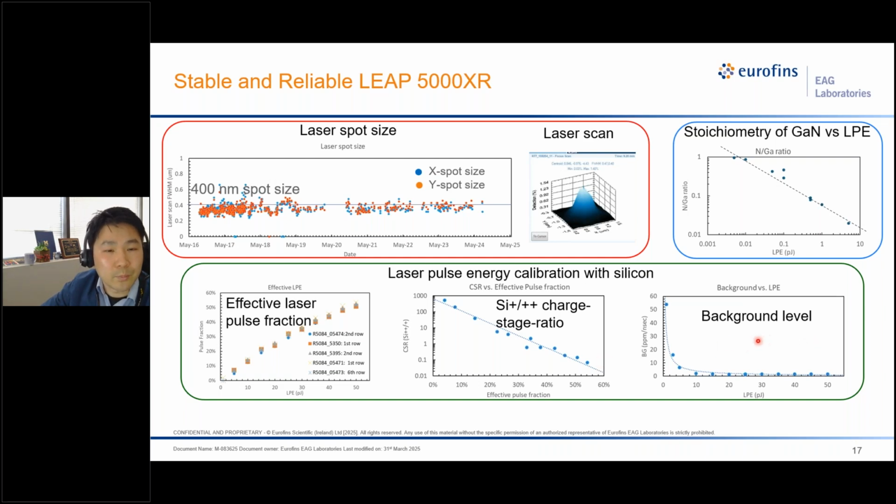Also, we try to run the specimen with the lowest possible laser pulse energy to improve the spatial resolution, but it also has some correlation with the background level that needs to be understood. So we try to improve the spatial resolution and the mass spectrum quality, but we also don't want to introduce too much background in the dataset.